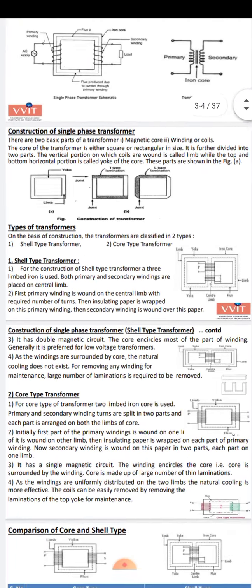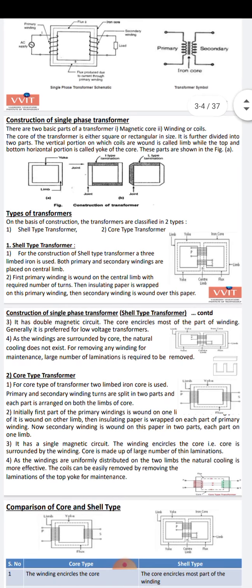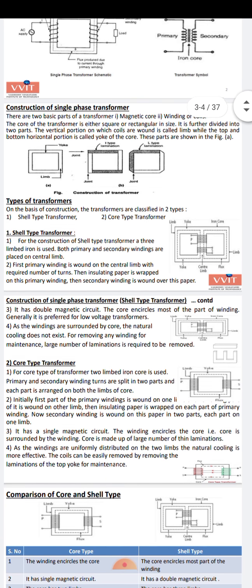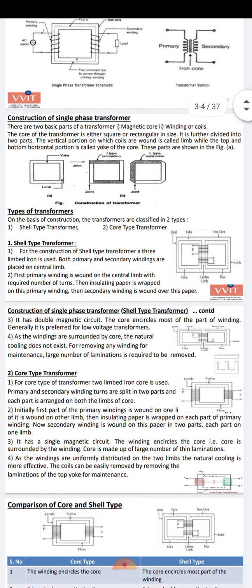Let's see the construction of the single phase transformer. There are two basic parts of the transformer. One is the magnetic core and the second one is the winding or coils. The core of the transformer is either square or rectangle in shape. It is further divided into two parts. The vertical portion on which coils are wound is called the limb, while the top and the horizontal bottom part is called the yoke of the core.